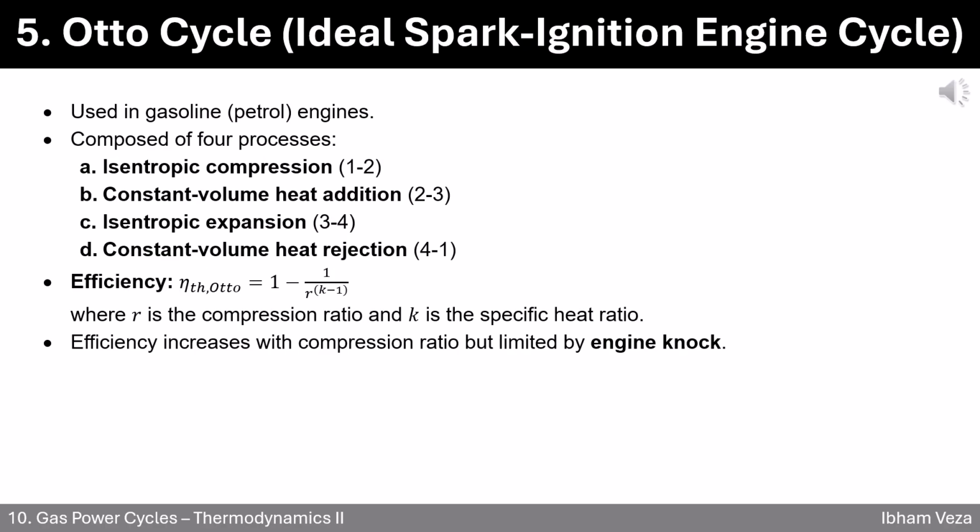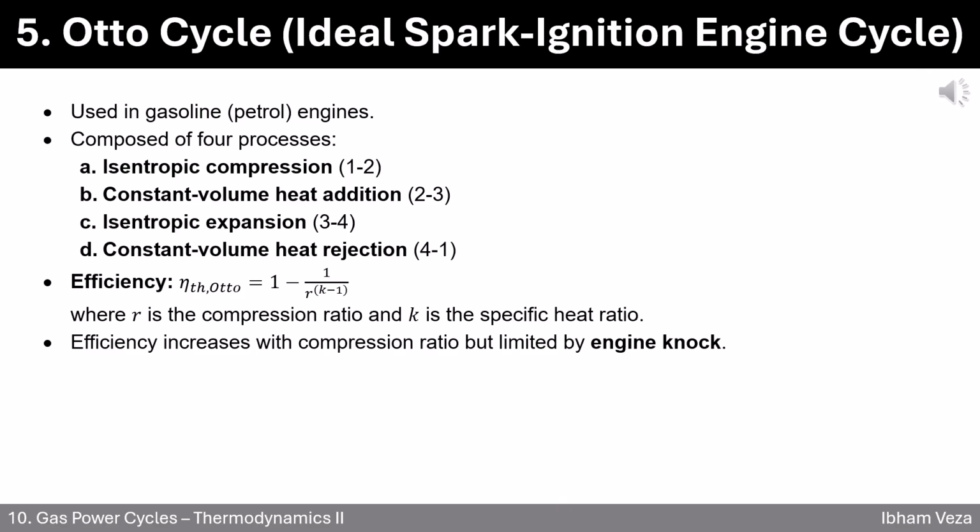5. Otto Cycle, Ideal Spark Ignition Engine Cycle. Let's look at the Otto cycle, which is the ideal cycle behind gasoline or petrol engines, like the ones in most cars. This cycle is made up of 4 simple steps that are easy to remember.